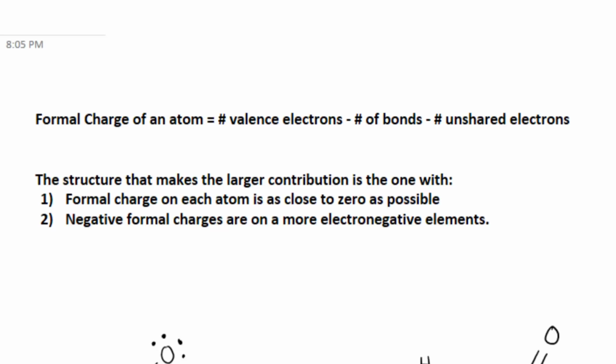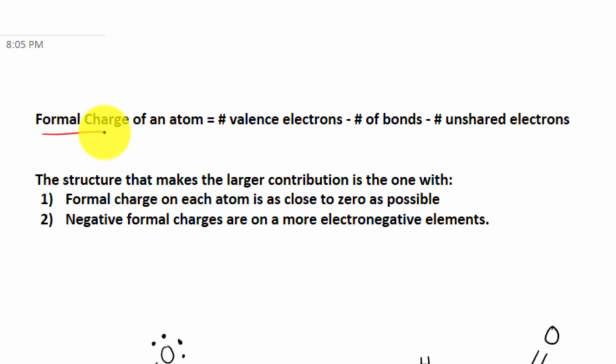In previous lessons, we learned how to draw a Lewis dot structure from a chemical formula. And we also learned that a chemical formula may have more than one Lewis dot structure. The reason they have multiple Lewis dot structures is because the electrons are delocalized. That means they can move from one place to another. Today, we are going to look at those structures more closely using the concept of formal charges.